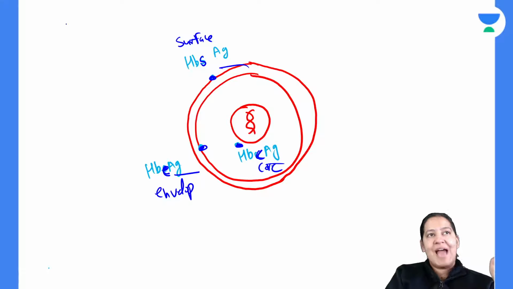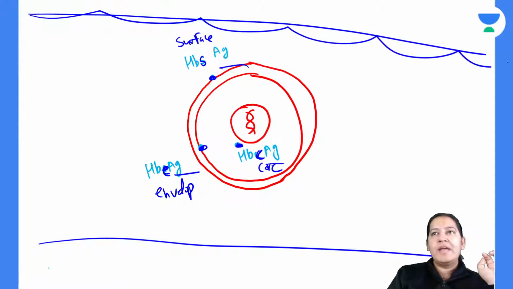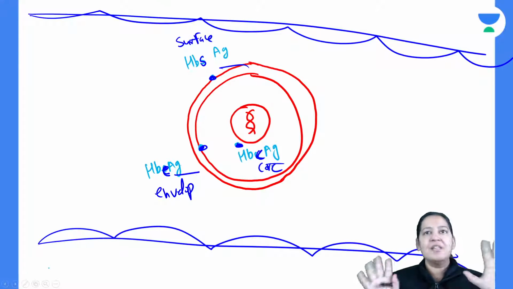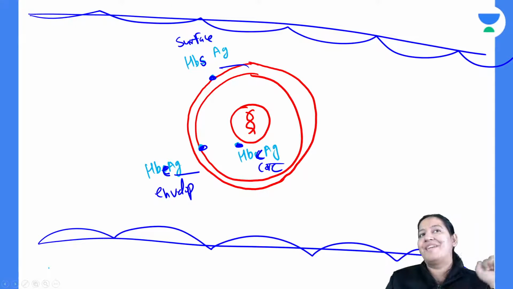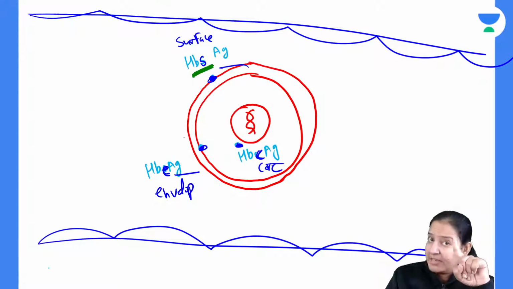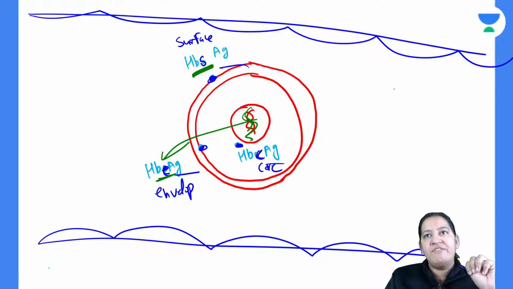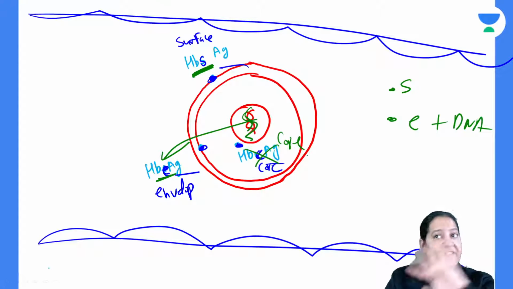If this virus enters the human body, this is the blood vessel of the human body. The virus enters either by the sexual route, the parenteral route, or the vertical route. So out of these three antigens, two will dissolve and come in the blood. The surface antigen S will dissolve first, and then E will dissolve and come along with the double-stranded DNA. So in the blood you will find S separately, E separately, and along with E, DNA. But C never comes in the blood. C is in the core, present inside, and it will never come in the blood.